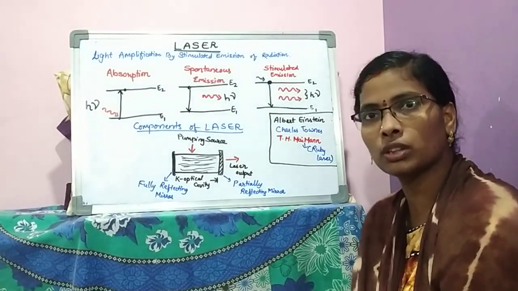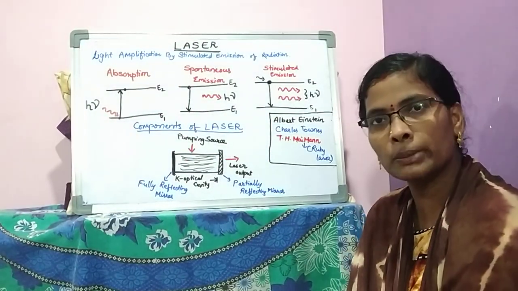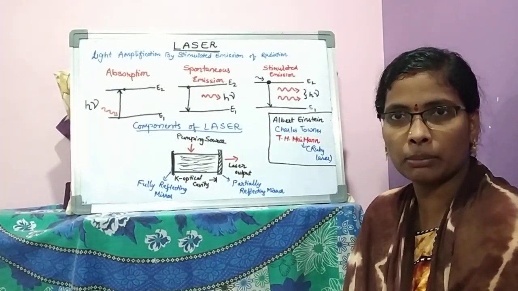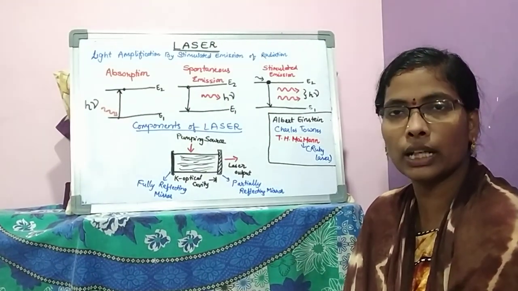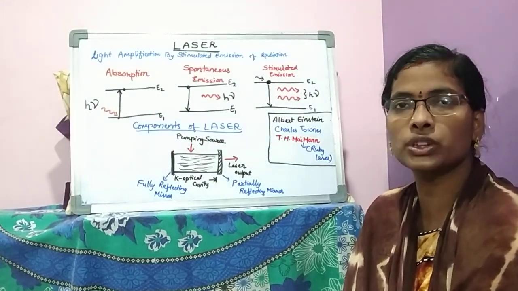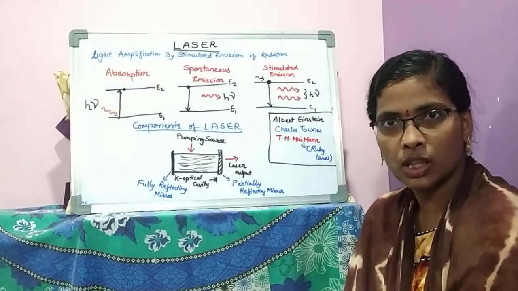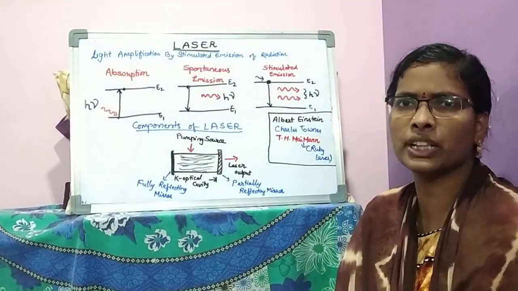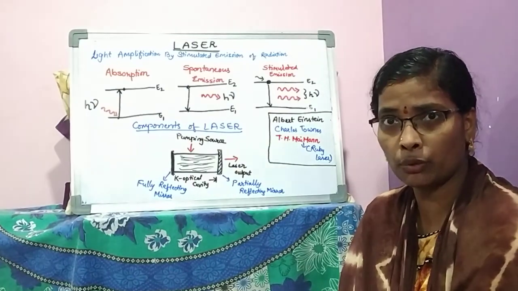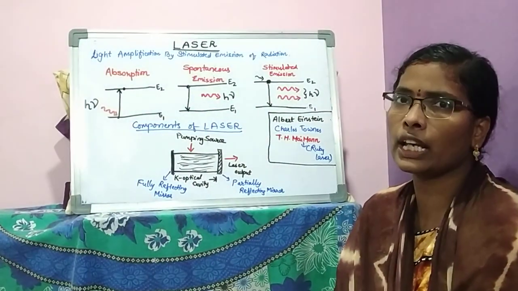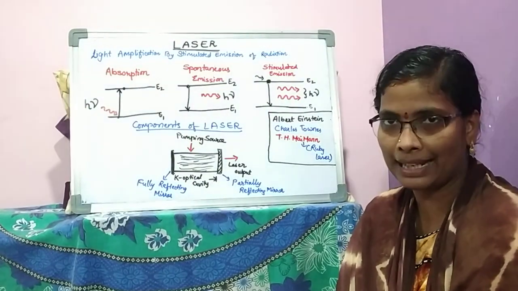This pumping mechanism is of four types: one is the electric discharge method, another is the direct method, another is the chemical method, and the fourth is by using an optical flash lamp. Depending on the medium, whether gas, liquid or solid, we can take any of the pumping mechanisms.